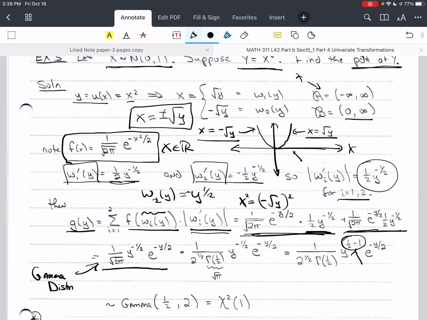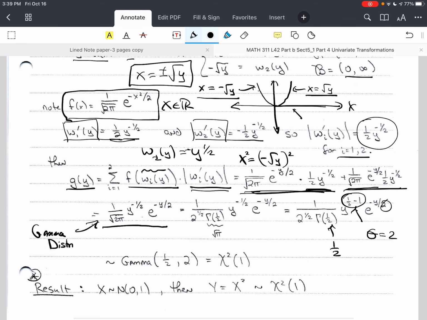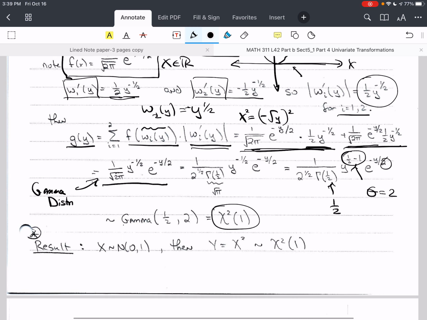I need alpha minus 1, and then y, e to the negative y over 2. 2 is theta. So theta equals 2. And alpha is going to equal 1/2. And so I have gamma 1/2, 2. And that is a chi-squared 1 distribution. So we find the same result that we found before using a different method, where we use the transformation.